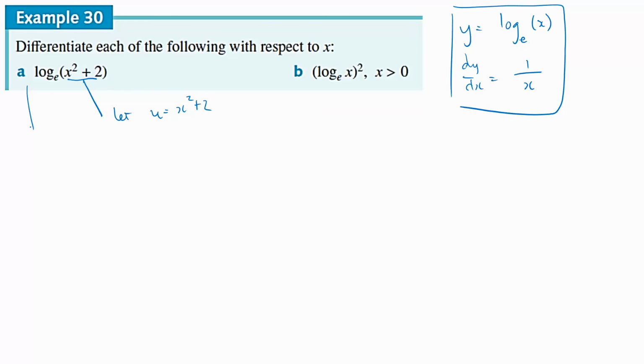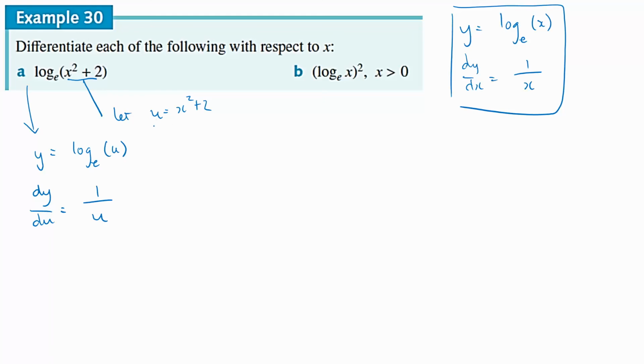Because now that changes the problem to y equals log e of u. That's why. Okay, so if I replace the x squared plus 2 with another variable, that is easier, because it looks exactly the same as log e of x. It's just a different letter. So if I ask you to find the derivative dy du, then you know it has to be 1 on u. Okay, that's what we like.